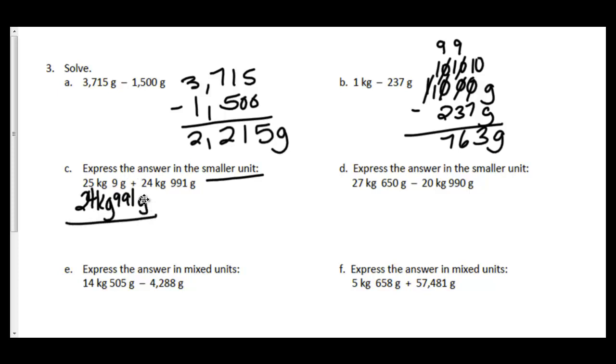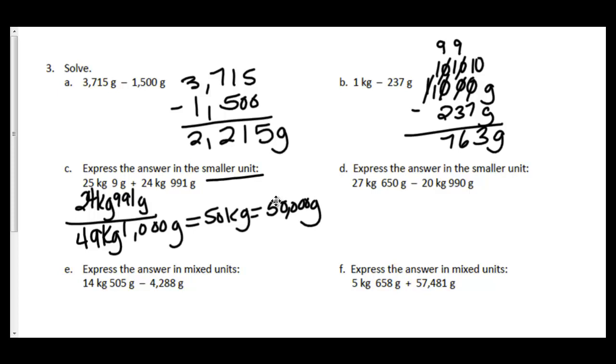Okay, so I'm going to start with the smaller unit. So 991 plus 9 would be 1,000 grams. And then I have 25 plus 24, which is 49 kilograms. So 1,000 grams is the same thing as a kilogram. So basically this equals 50 kilograms, but I have to express it in the smaller unit. So 50 kilograms would be equal to 50,000 grams.